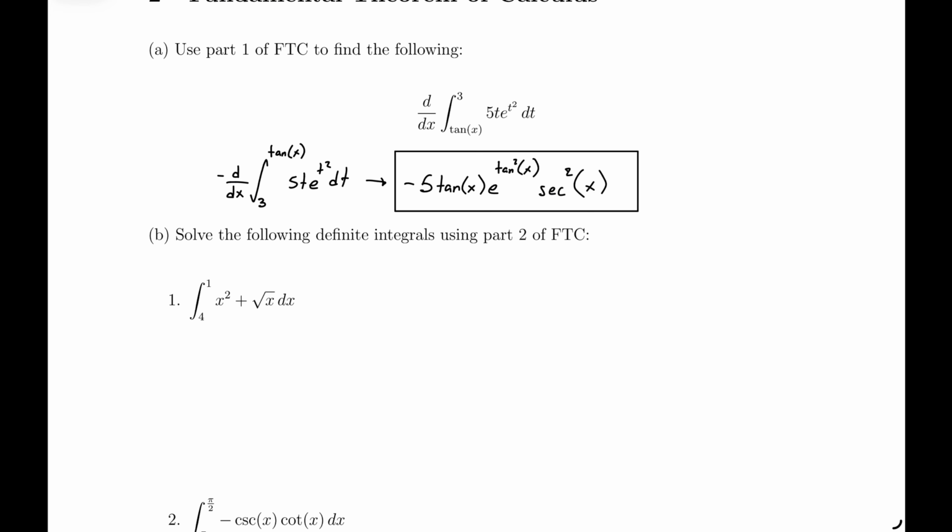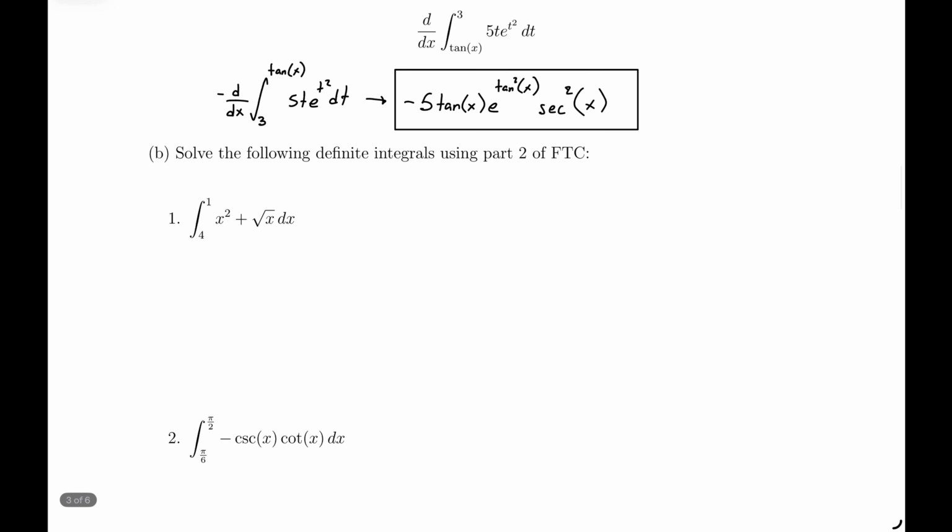You pretty much are just plugging in the integral bound. If that was just x, you would just plug x right into t, and the derivative of x is 1. But in this case, it's tangent that we're using as the bound, so we need to consider the chain rule.